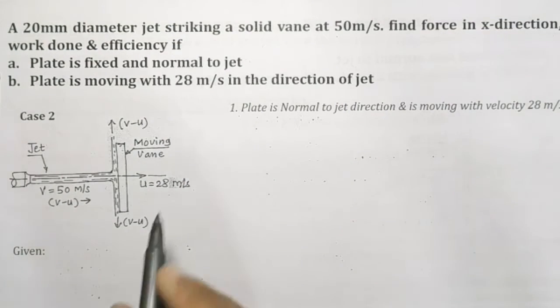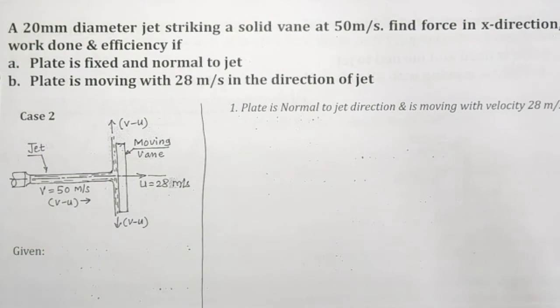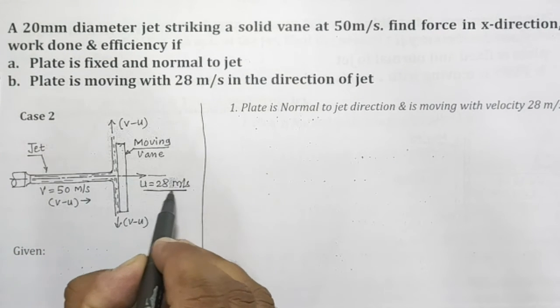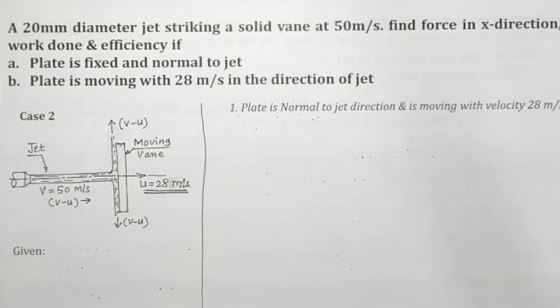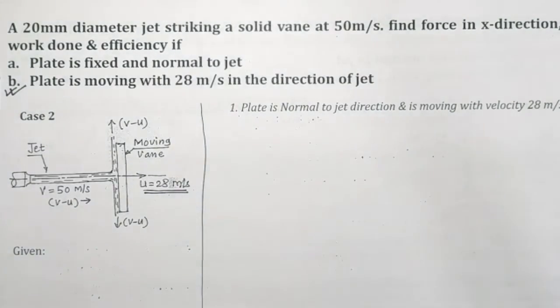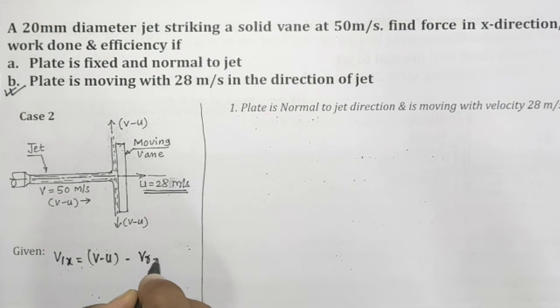Now here again we have another condition: the jet is striking the plate which is moving with velocity 28 meter per second. Now here is the second case that we have to understand. The plate is normal to the jet direction and is moving with velocity 28 meter per second. If it is so, while striking the plate, v1x, the velocity of the jet before striking the plate, is v minus u, that is what we call vr, the relative velocity.